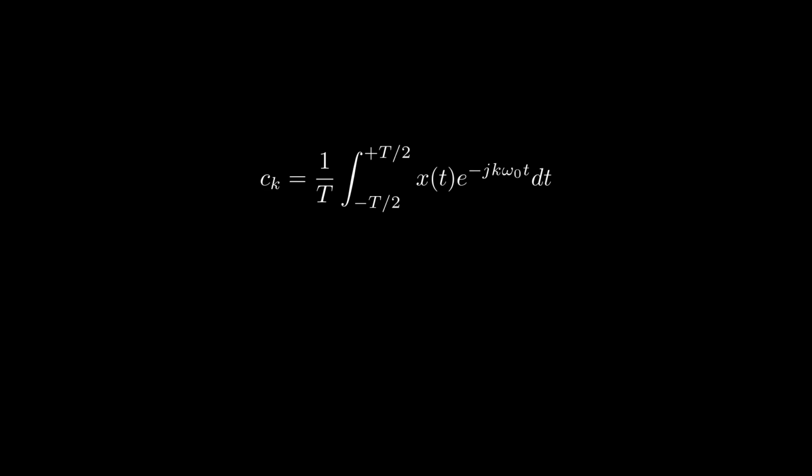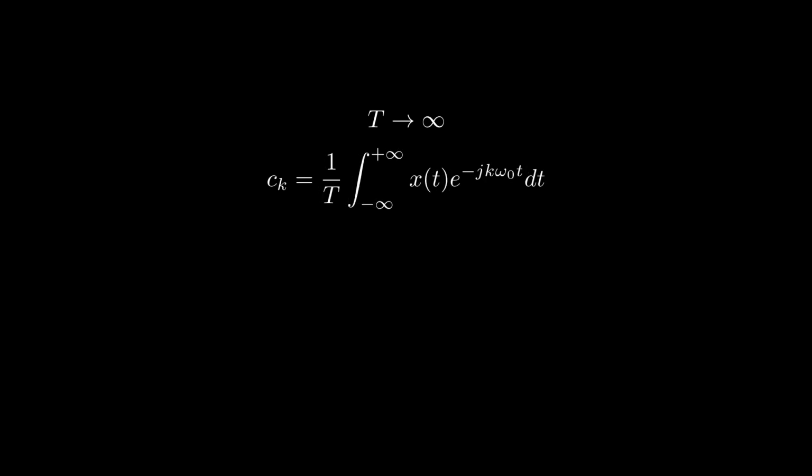This is the analytical expression of the Fourier series coefficients. When we set T to approach infinity, the integration limits will become minus and plus infinity. The envelope is T times the coefficient c sub k. We move T to the left-hand side and arrive at the formula for the envelope.